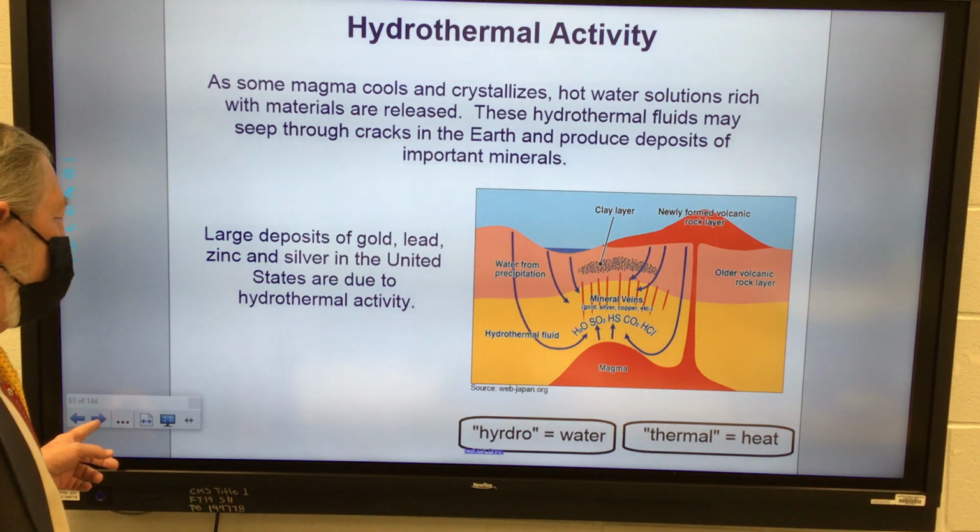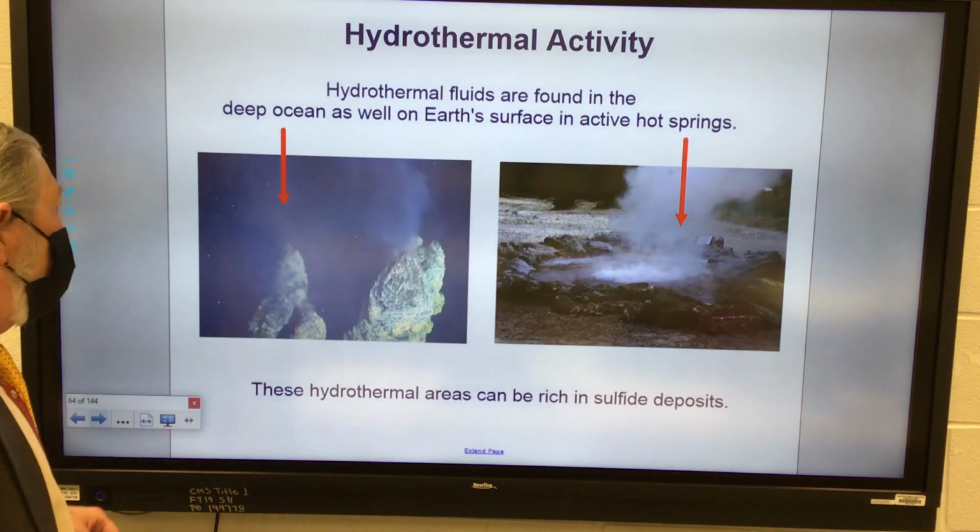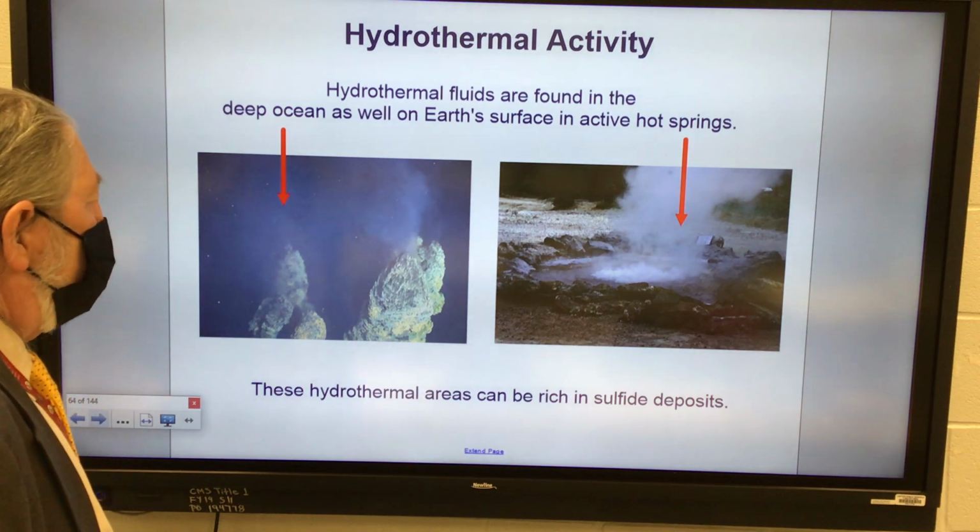Okay. Any questions about that one? Hydro and thermal, right? Hydro is water, thermal is heat, so hot water. So let's look, here's some more hydrothermal activity.